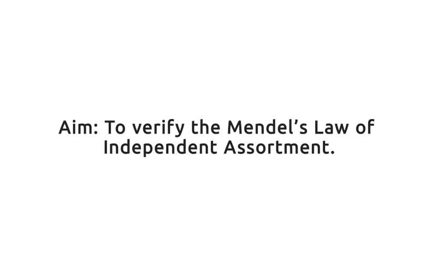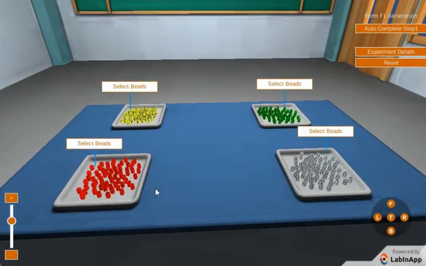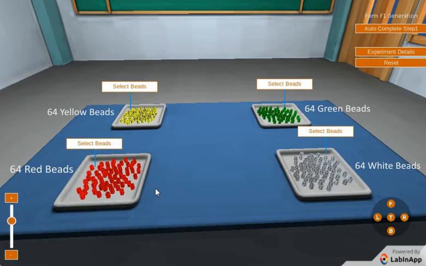Aim: to verify Mendel's law of independent assortment. Place 64 beads of each color in 4 separate beakers. Put the beakers containing the yellow and red beads on your left side, and those containing the green and white beads on your right side.